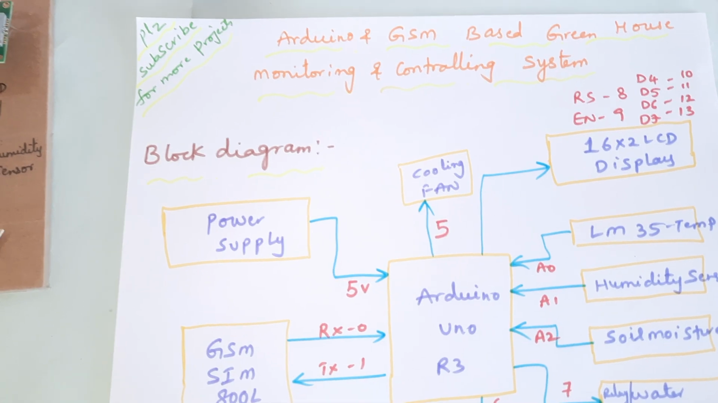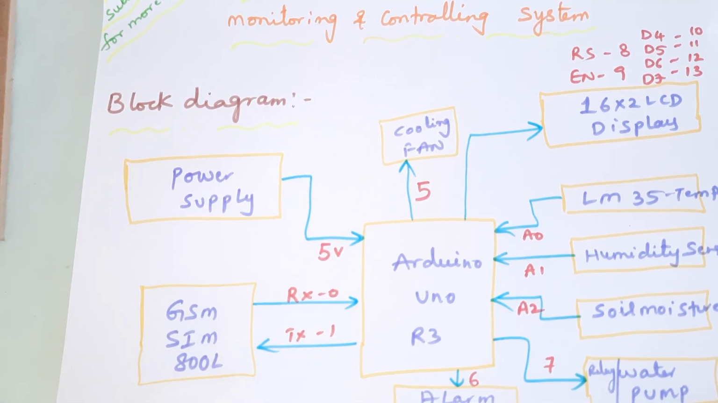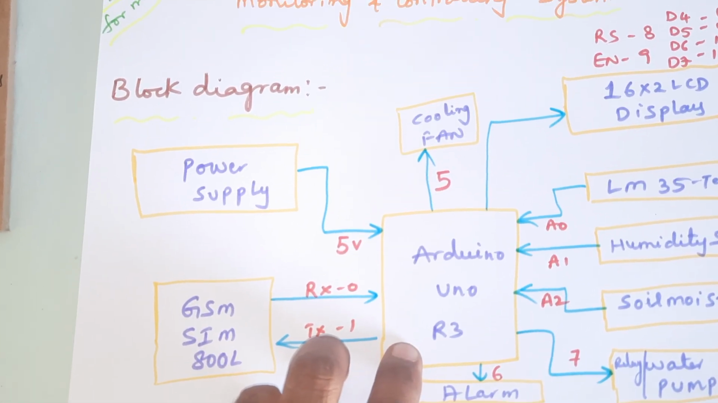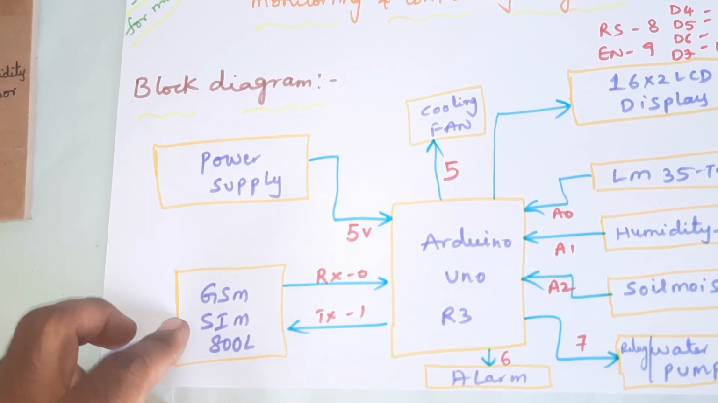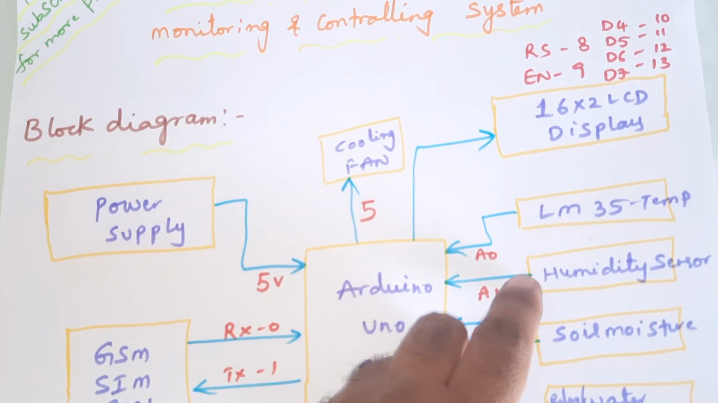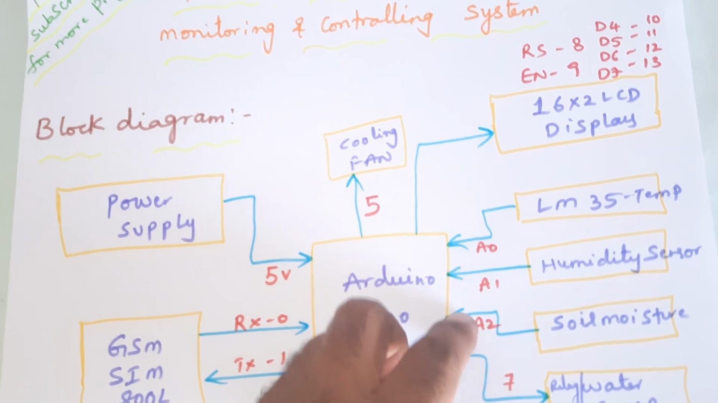The project title is Arduino and GSM based greenhouse monitoring and controlling system. In this project we are using an Arduino Uno R3 board, a 5 volt power supply module, and a GSM SIM800L. We are using 3 sensors: LM35 temperature sensor, humidity sensor, and soil moisture sensor. Those are connected to A0, A1, A2.